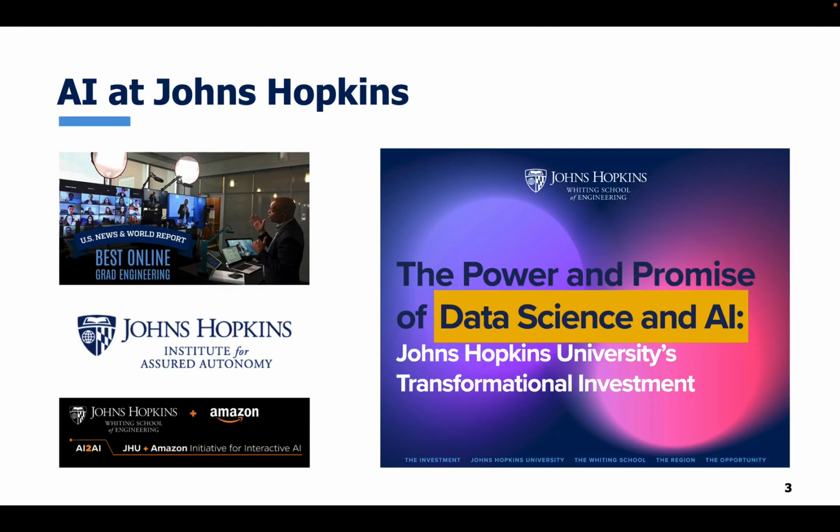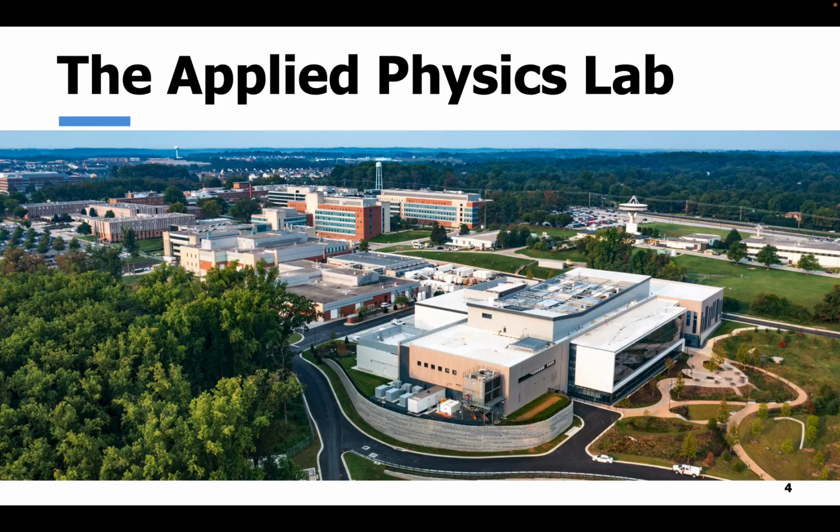Johns Hopkins University is a great choice for beginning your artificial intelligence exploration. Johns Hopkins recently was rated as the best graduate engineering program online by U.S. News & World Report. Johns Hopkins has long been an established name in the area of artificial intelligence and shared autonomy. We have partnerships with Amazon and many other leading AI firms. And we have made a recent transformational investment in artificial intelligence, making Johns Hopkins the largest and most well-funded research institution in the world. Johns Hopkins is also home to the Applied Physics Lab.